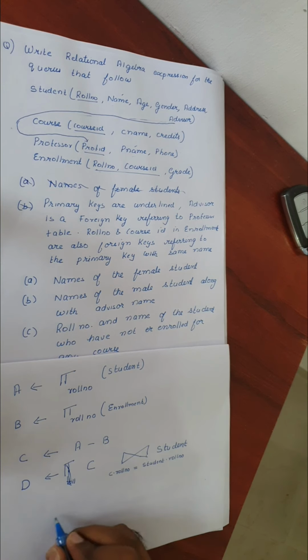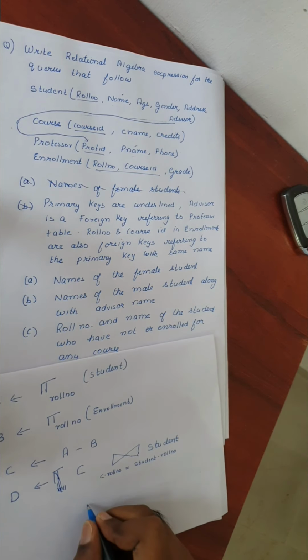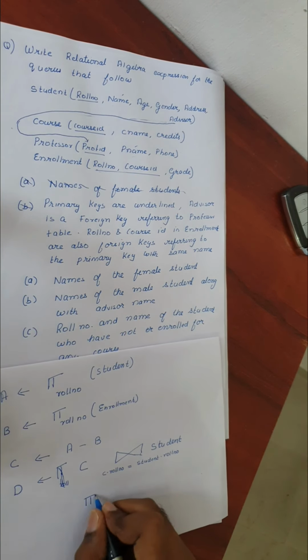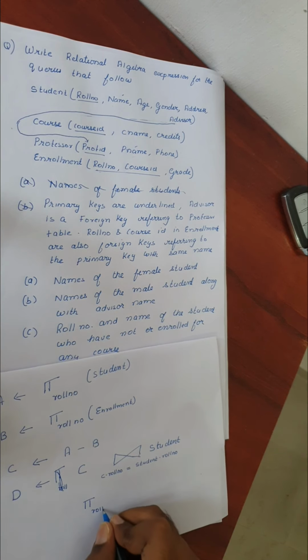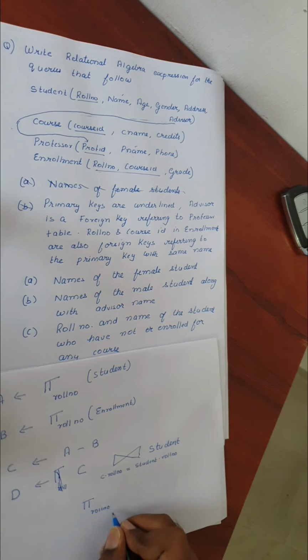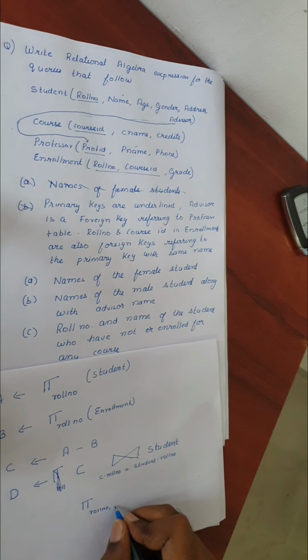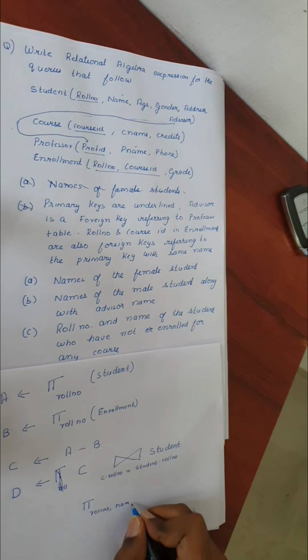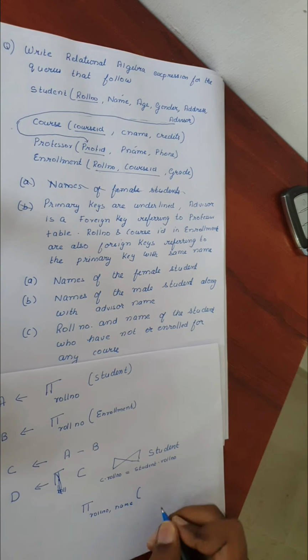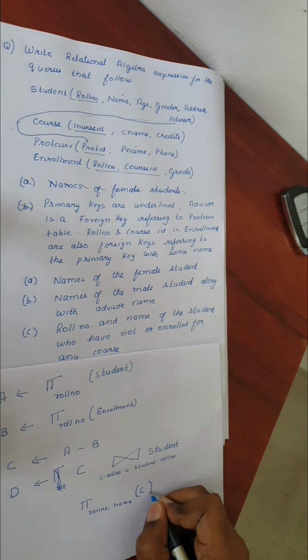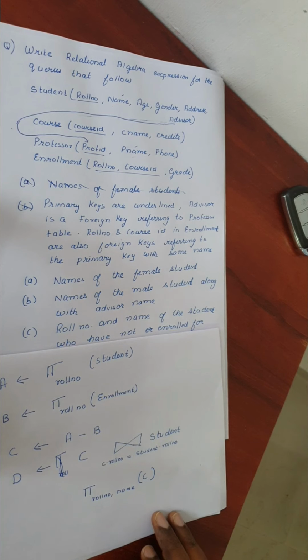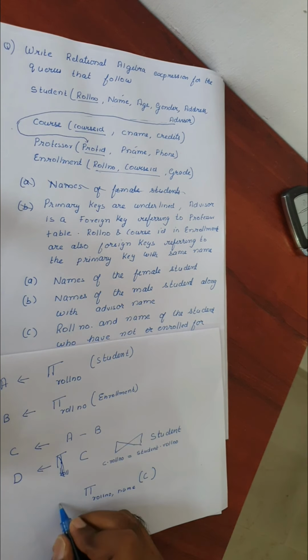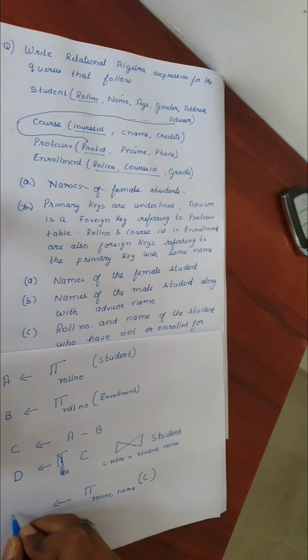Okay, അപ്പോൾ ഇതെന്ന് what we do? We will project the roll number, comma name അല്ലേ? student name of C. Okay, so this will be our result.